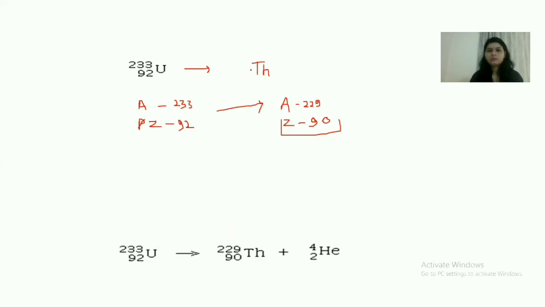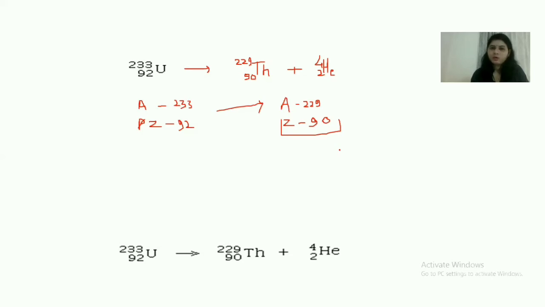Thorium with atomic number 90 and the mass number changed. How many? 229. Then plus, it turns into helium. Helium has atomic number 2 and mass number 4. This is the equation obtained using alpha decay.